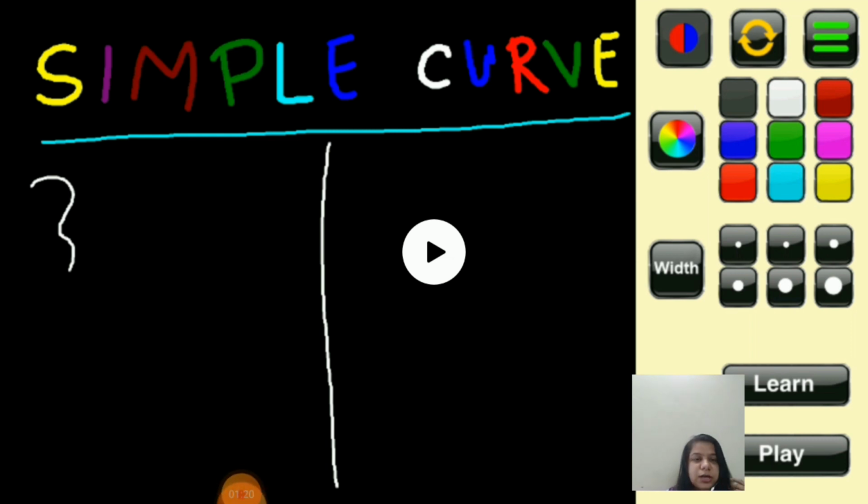Okay, students. So next we will discuss what is a simple curve.